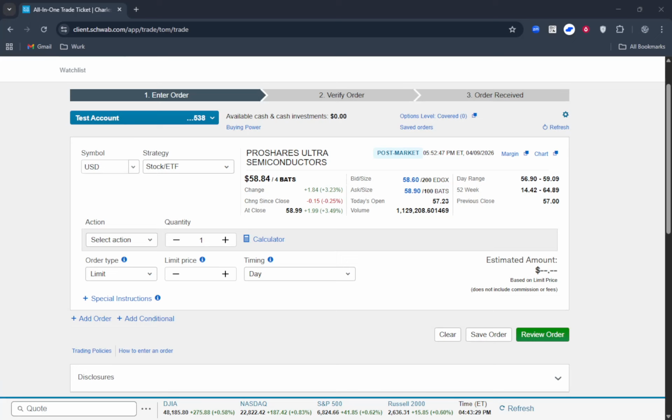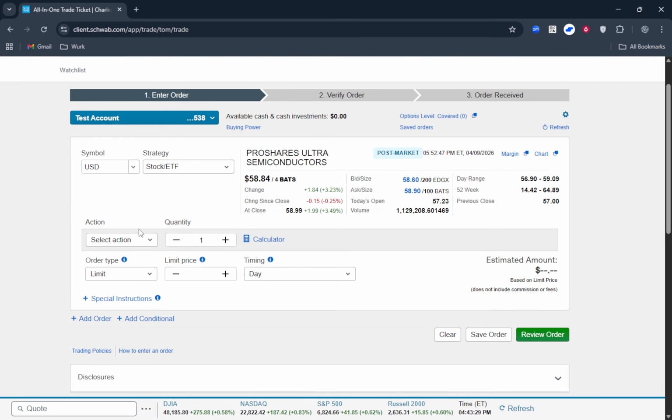In today's video, I'm going to teach you how to set a limit order on Schwab. If you want to control the exact price you pay when buying a stock or ETF, or the minimum price you'll accept when selling, a limit order is the tool to use. It's designed to give you price control and help you avoid surprises in fast-moving markets.